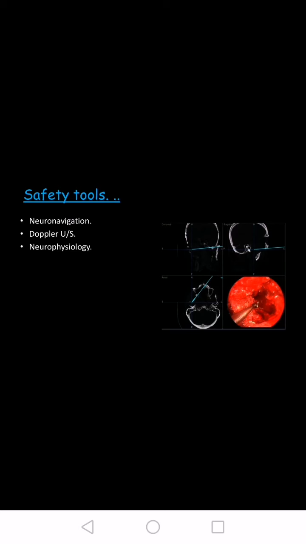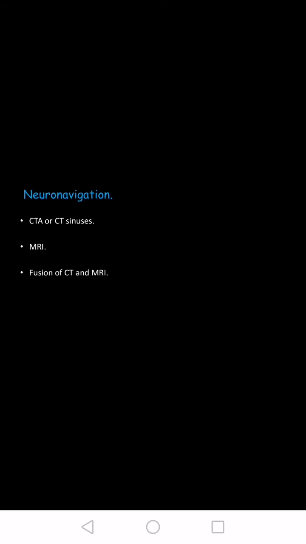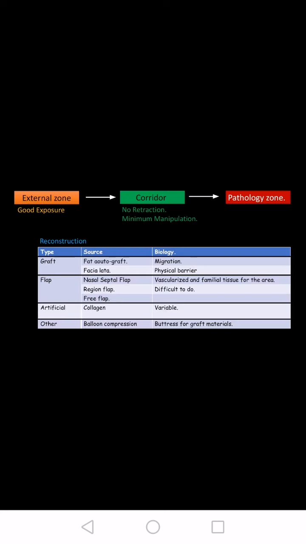We need to use navigation. We always do Doppler ultrasound to identify the internal carotid artery and other arteries. Neurophysiology is an option, especially when you work around the brainstem and transclival approaches. CTA or CT sinus is important, MRI, and we use fusion imaging and sometimes intraoperative imaging in terms of CT scan, CTA, or even MRI, where it's available in our institute.